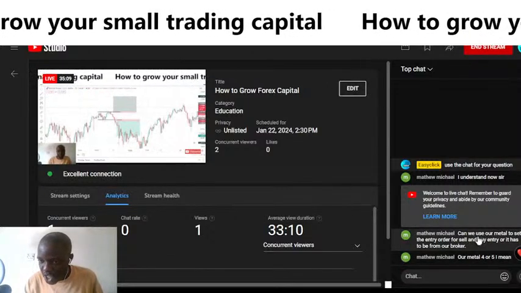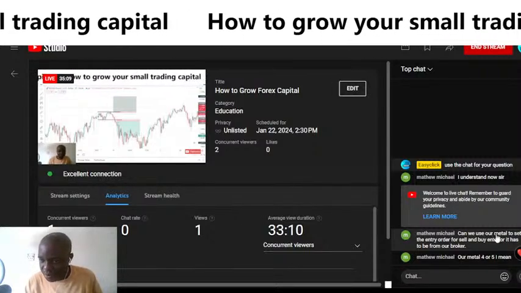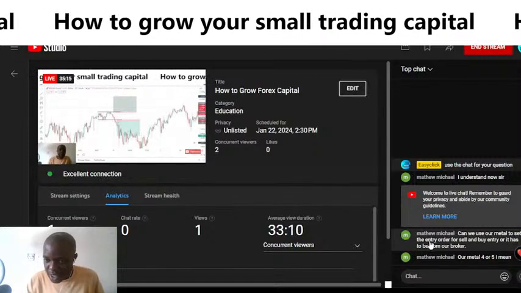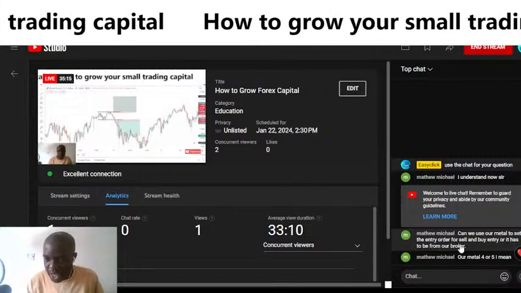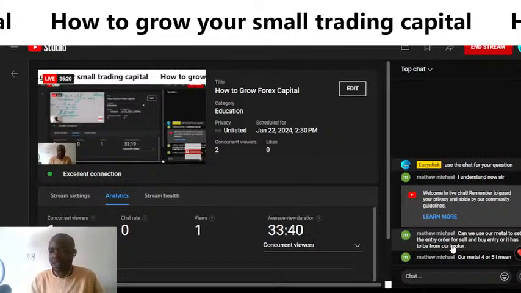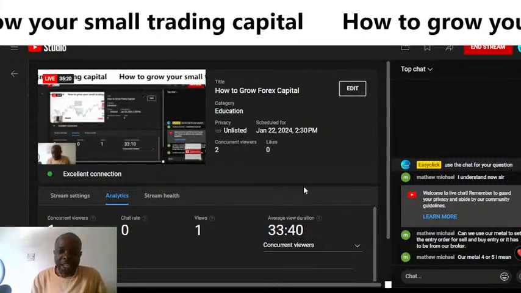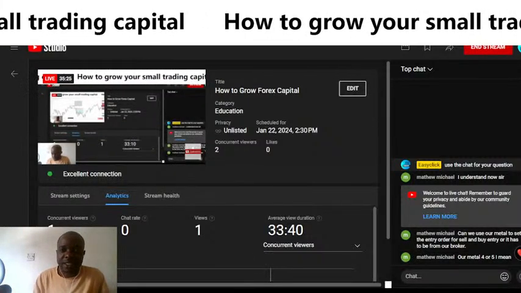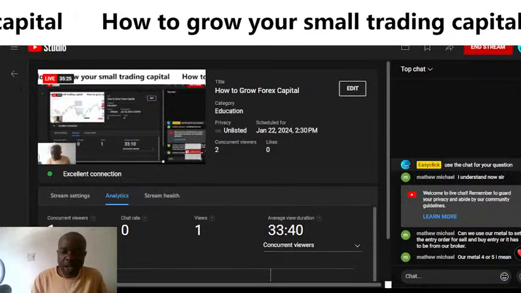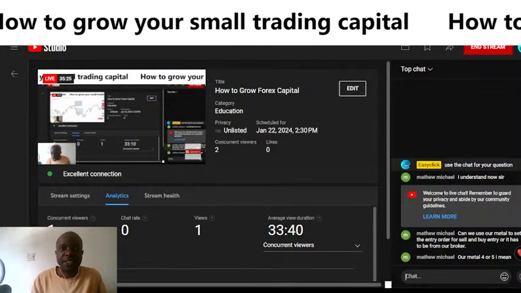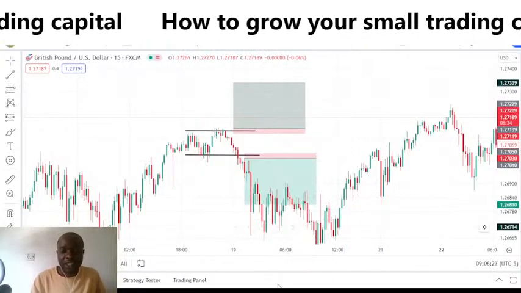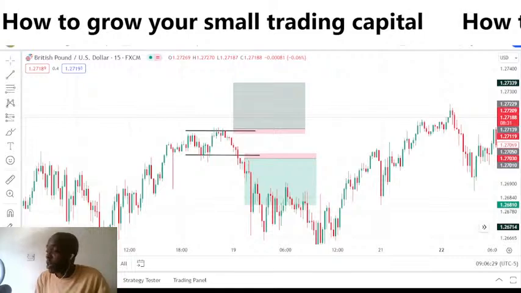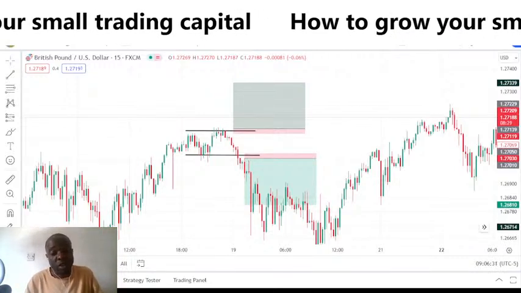So can we use our Meta to set the entry order for sell and buy entry, or does it have to be from our broker? What I'm trying to explain here is that you can use any broker that you like. You can use MetaTrader to set your entry. That is what I've been trying to explain since morning.